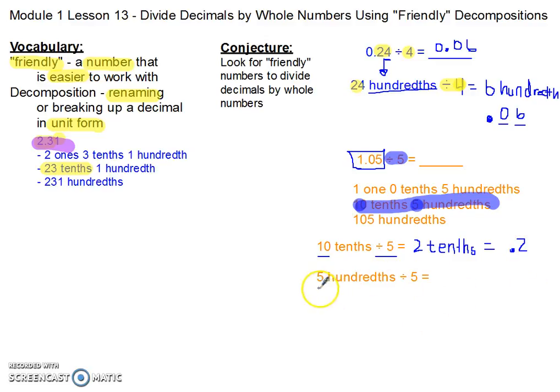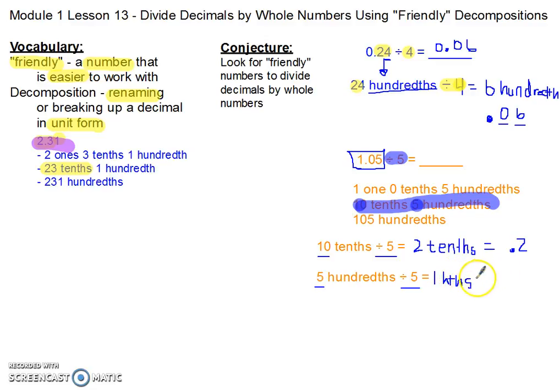Now let's take a look at this. I have 5 divided by 5, and I'm leaving out this hundredths for right now. I'll add it in later. So 5 divided by 5 is 1. But it's not 1, it's 1 hundredth. So I'm going to just show it as HTHS for right now, since it's a long word.